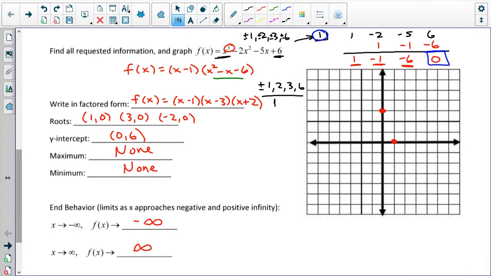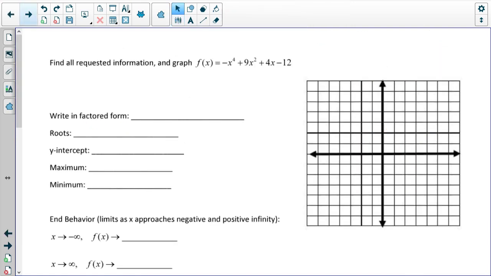So I know (1, 0), (-2, 0), and (3, 0) are roots. I know that the function will look something like this with its end behavior, and then the function will look something like that because it crosses at all of the roots.